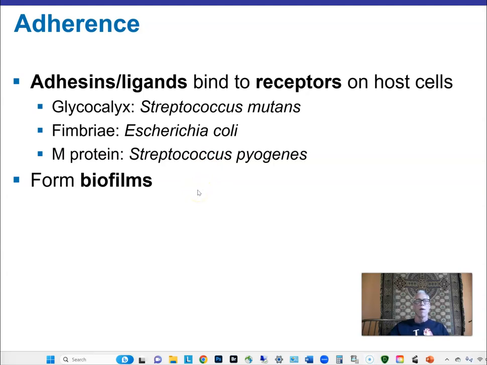Some microorganisms form biofilms, which of course allows them to stick like glue onto whatever surface, the sticky biofilms.